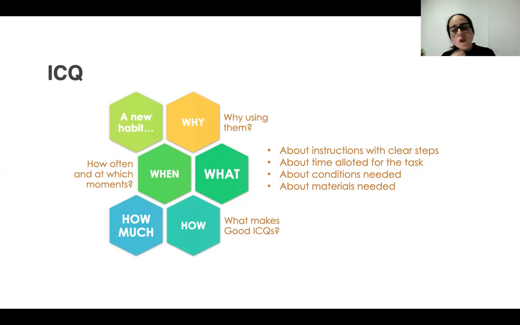Now, what makes good ICQs? And in this case, I can say that it's a cousin of the other one. No, yes, no question. Do you understand the instruction? Of course. And then somebody asks, what do we have to do? So no.